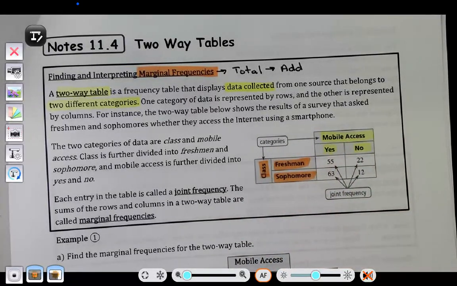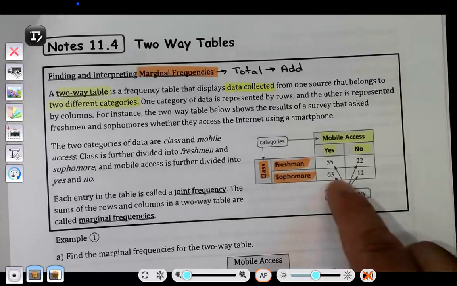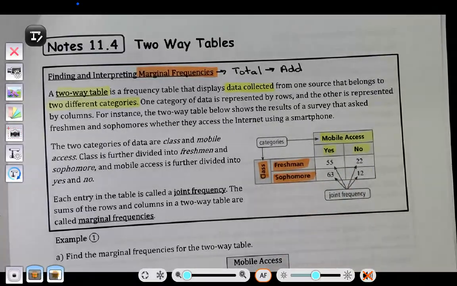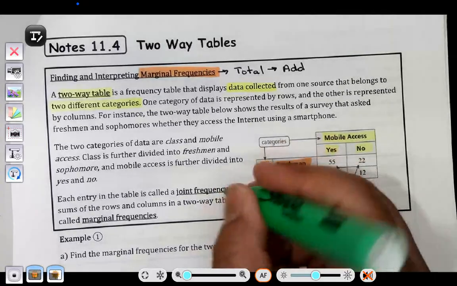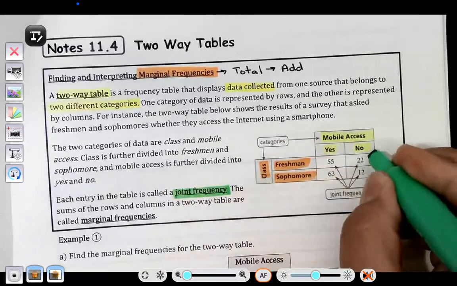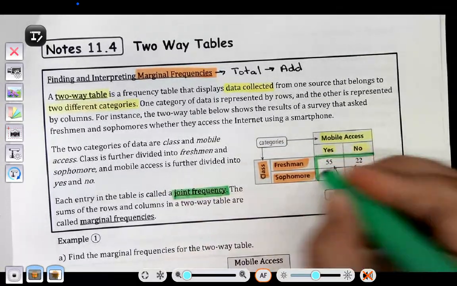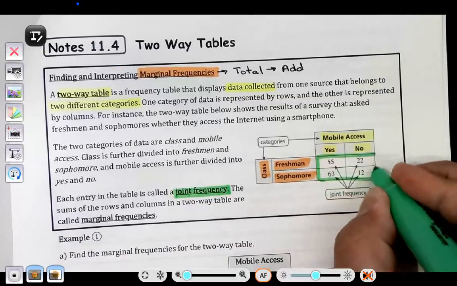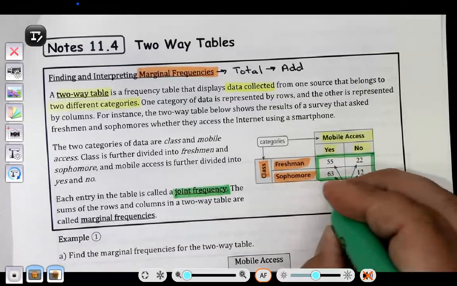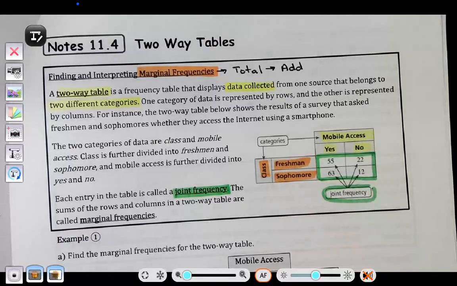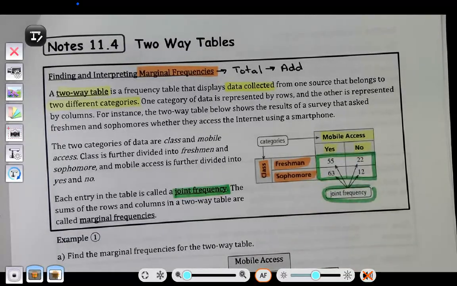So for instance, each entry in the table, so every number you see here, is what they call a joint frequency. This is what they mean by joint frequency, all these four numbers in here. So that's why it says it there. The sums of the rows and the columns in the two-way table, that's what we call the marginal frequencies.